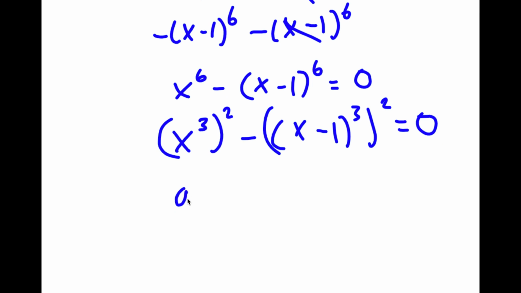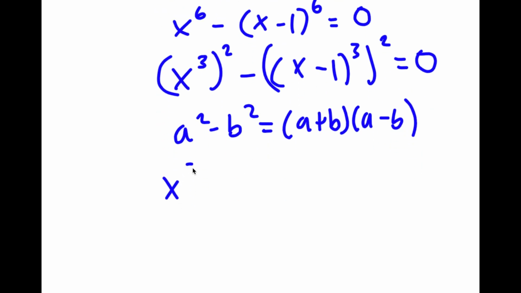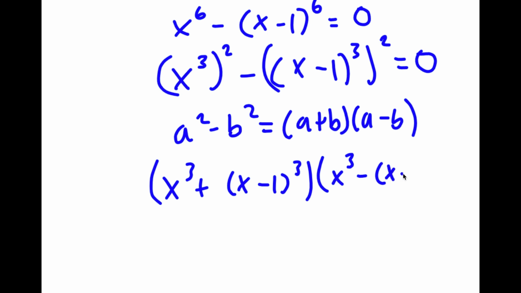And if I have something in the form a squared minus b squared, this is equal to a plus b times a minus b. So in this case, this can equal x to the power of 3 plus x minus 1 to the power of 3 times x to the power of 3 minus x minus 1 to the power of 3 is equal to 0.